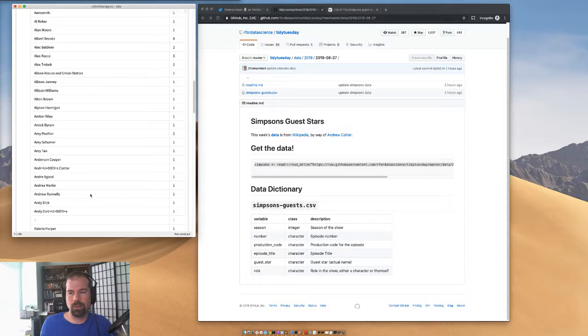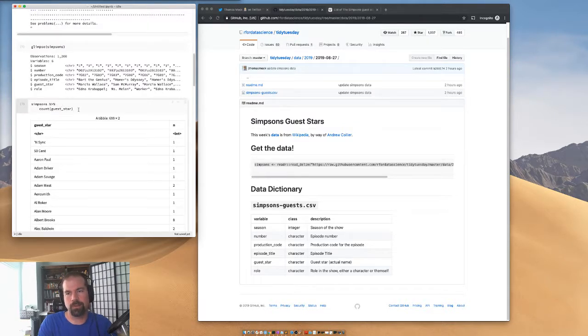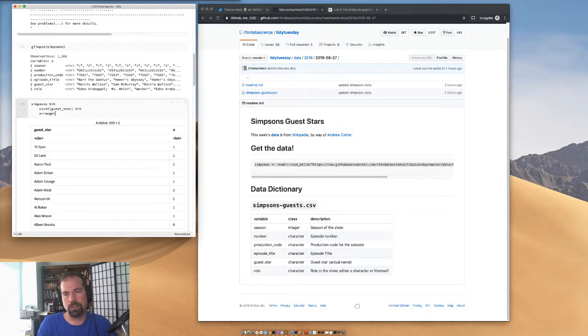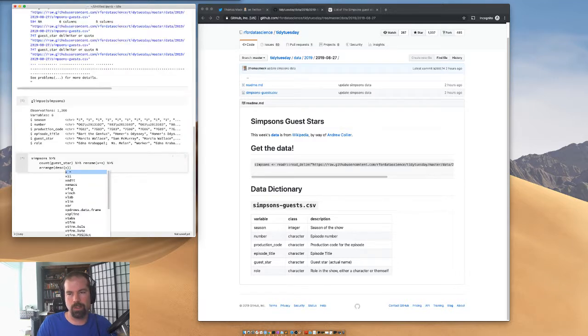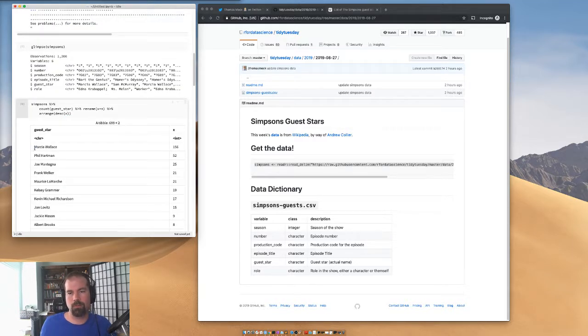And then, I mean, this isn't really helpful because it lists them all. So let's actually do this. Arrange descending n. But I don't like n as the name for the count, because I always think of n as the sample size. So I'm going to rename x equals n up on this line, and then we're going to arrange descending x. So Marcia Wallace, it's 156 individual appearances.